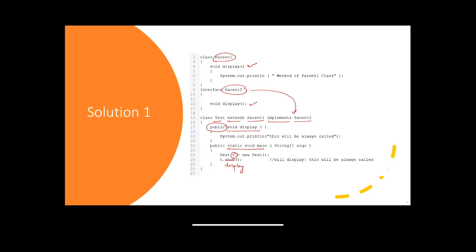Using the object of the test class, I'm trying to call my display method. Now, it checks that T is an object of the test class. So any display method that is nearest to the test class will be displayed. Over here, you can see the display method in the test class is this one. So the message, this will always be called, will be printed.